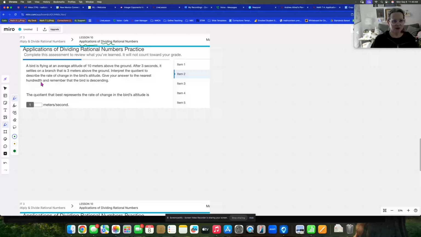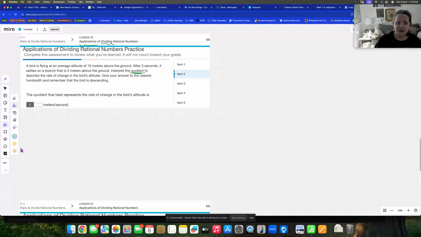So in this one we have a bird, and it says a bird is flying at an average altitude of 10 meters above the ground. After 3 seconds, it settles on a branch that is 3 meters above the ground. Interpret the quotient to describe the rate of change in the bird's altitude. Give your answer to the nearest hundredth, and remember that the bird is descending.